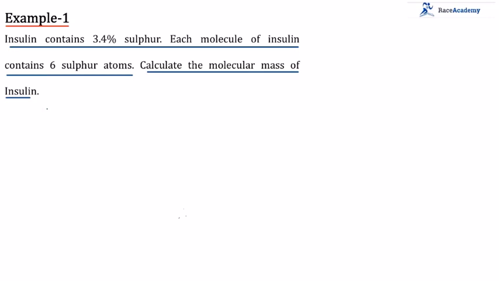So here, what is the meaning of 3.4% of sulfur? We know that 3.4% means 3.4 grams of sulfur is present in 100 grams of insulin. And moreover, one more point they have given, that is 6 sulfur atoms are there in one molecule of insulin.